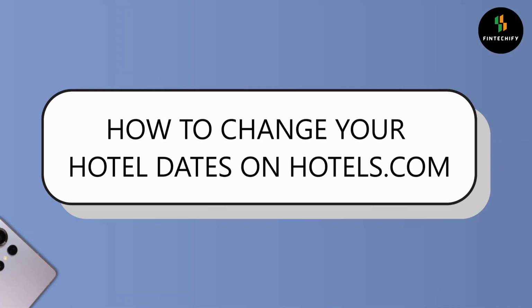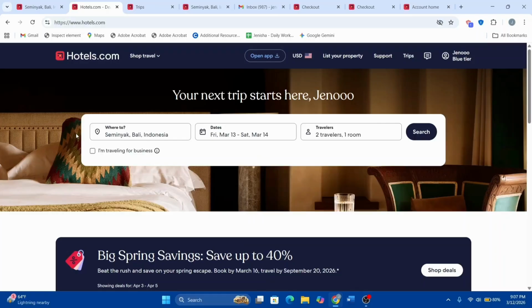How to change hotel dates on hotels.com. Hi everybody. If we want to change our hotel dates on hotels.com, we can do it from our booking details if the reservation allows changes. So we can just go over and follow the steps for that.